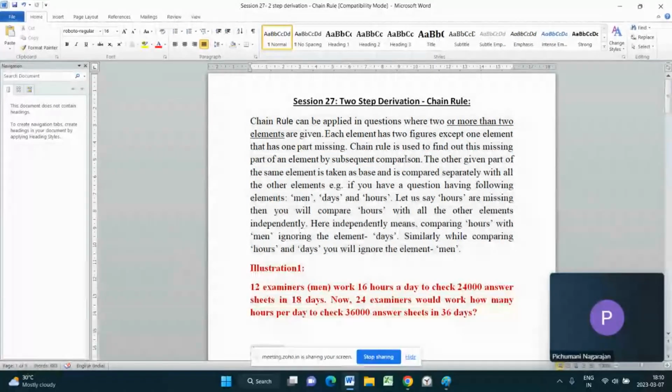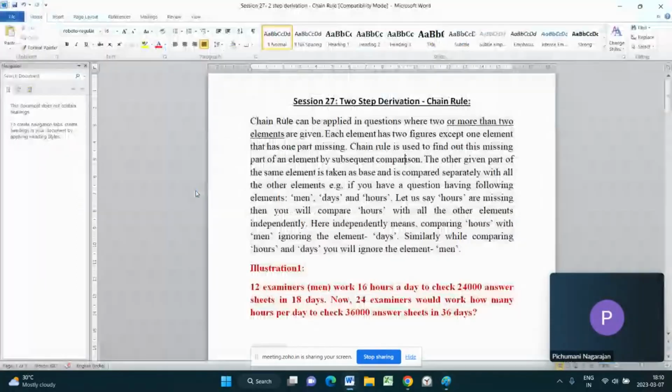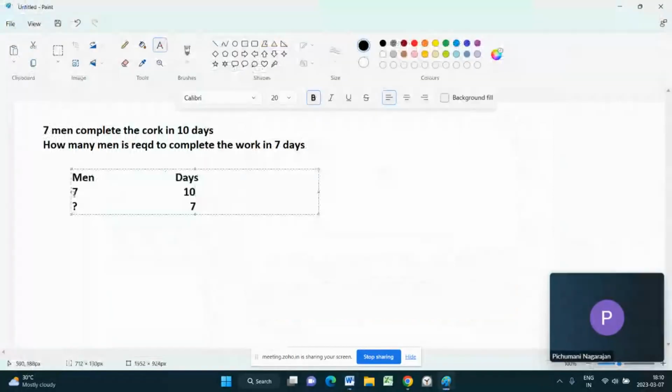So, what do we take as the base? The first part, which is 7 men and 10 days, is taken as the base. The other given part of the element is taken as a base and is compared with the other elements. This is compared to find out this element. There is a comparison.